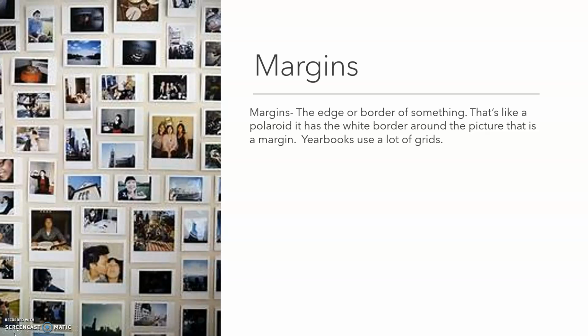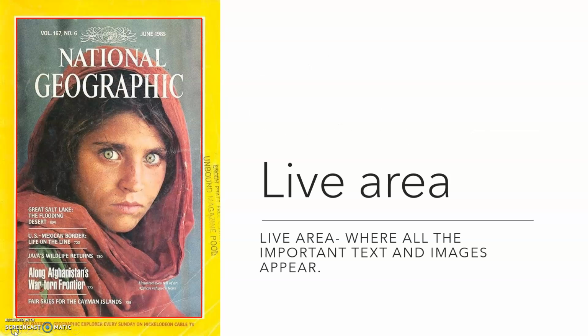Margins. Margins are the edge or border of something. That's like a Polaroid. It has a white border around the picture. That is a margin. Yearbooks use a lot of grids because I was in yearbook for 4 years, so I knew some of these definitions, but I never really went into detail, because I was in high school. I didn't look that stuff up. So like this right here, see this border? This is a margin around it, and in yearbook, margins were basically the same thing. So yeah.